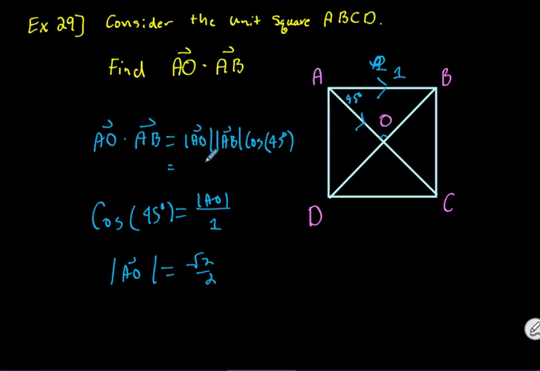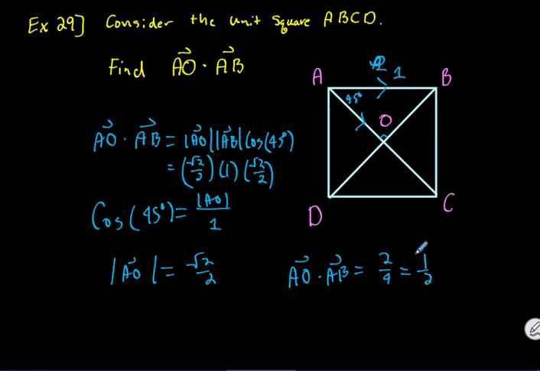Now I can figure out what this is. AO, I've shown that that is root 2 over 2. The magnitude of AB, that's a unit square, so that's 1. And then the cosine of 45 degrees is evaluated at root 2 over 2. And then finally, I can say that the dot product AO dot AB is root 2 over 2 times root 2 over 2. That is going to be 2 over 4, or I can say that's equal to a half. And there you go. Sound good, guys?